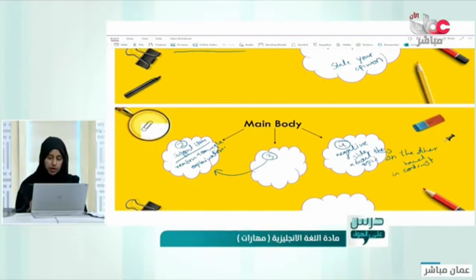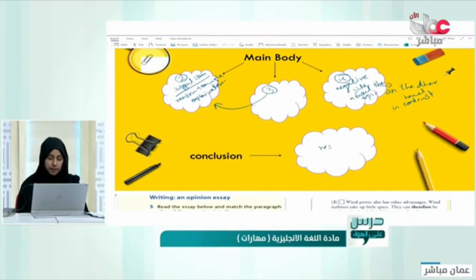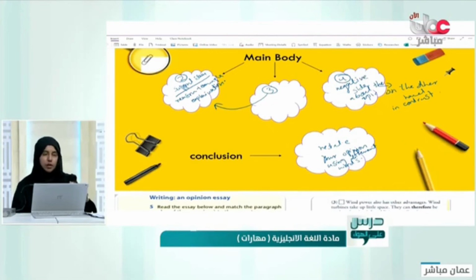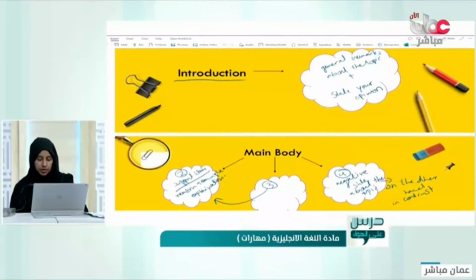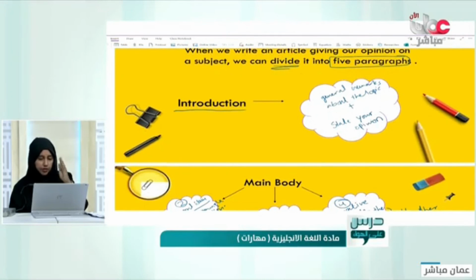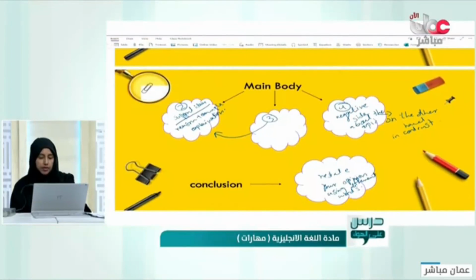We will have an example, inshallah, next time. And the conclusion, restate your opinion using different words. For example, if you say in my opinion, you can say another one: I think, I believe, I'm convinced. Okay, so again, you are going to divide your writing into 5 paragraphs: introduction, main body, which we divide in 3. The first, second and third will be for, and the fourth one against. You are going to give another side, the negative side. And the last one, restate your opinion.